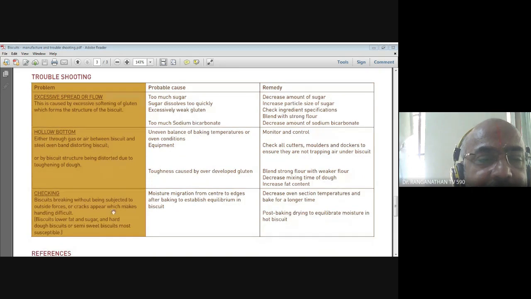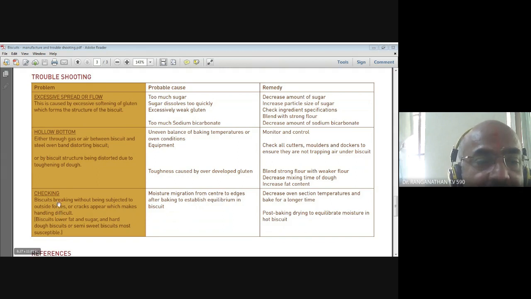The third is checking. What is checking? There is an excess change in moisture, a gradient in moisture between the inside and the outside. In the case of a biscuit, there is nothing much called an inside and an outside because the thickness is very small. But because of this, cracks and other things appear on the surface, which is called checking. This checking is because of moisture migration from the center to the edges.